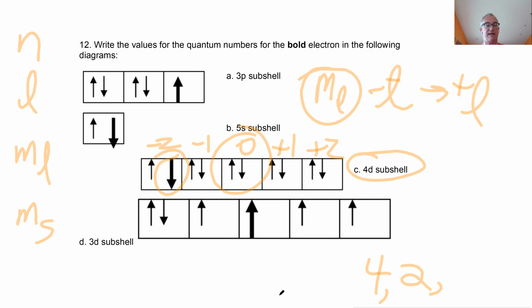So what's my m sub L for the 4d subshell there? I got 4, 2. What's my third number? m sub L. You just told me. -2. Yep, -2. And what's the last number? The spin. The last number is always the spin. It's pointing down. -1/2. Yes. You had a 50-50 shot at it and you nailed it.